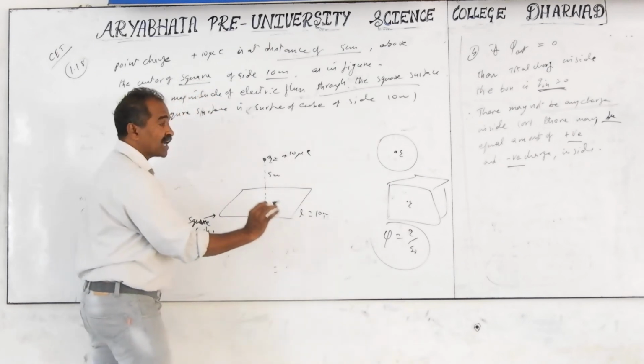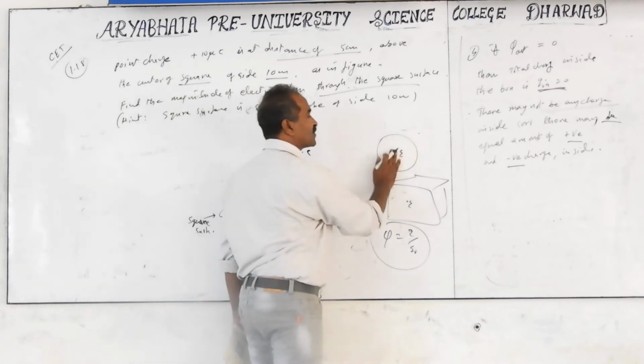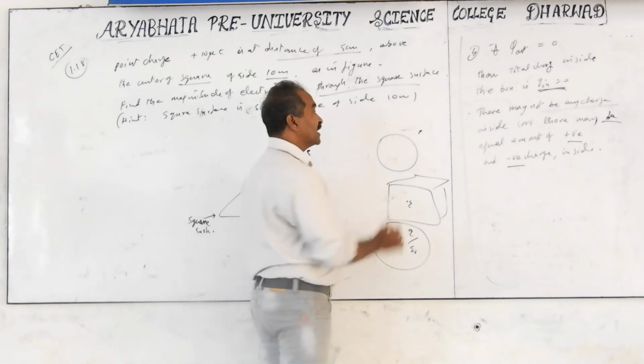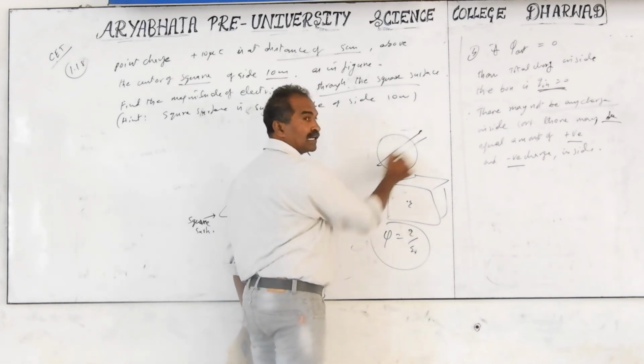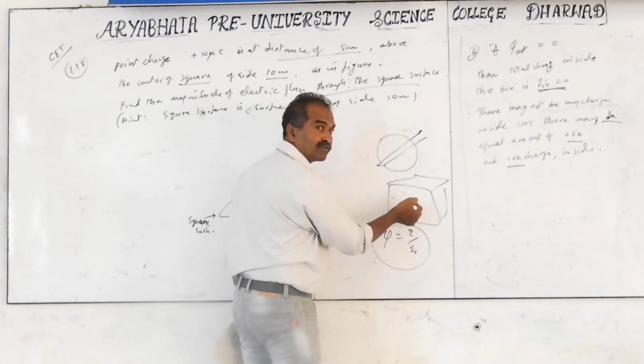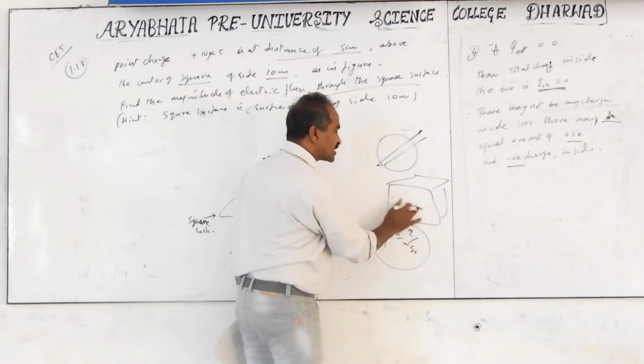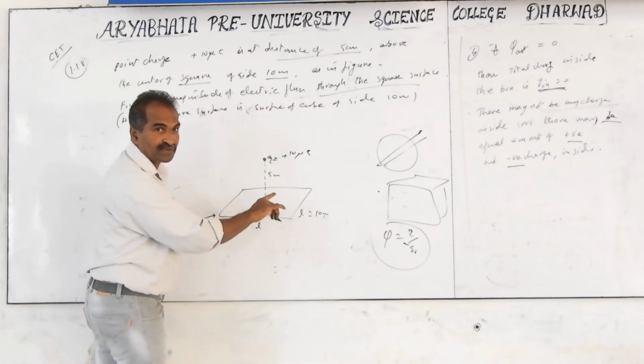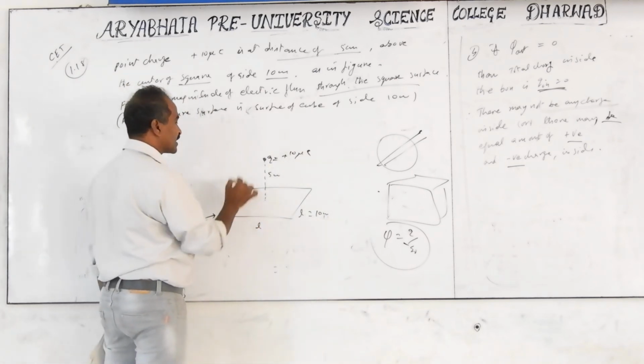But if the charge is outside the Gaussian surface, then what happens inside? Flux will be zero. Why? Net flux is flux coming in equal to flux leaving. If the charge is outside, the net flux is zero. So now it is not a Gaussian surface, so we consider a Gaussian surface now. We are applying Gauss law. Further, I consider a cube here.